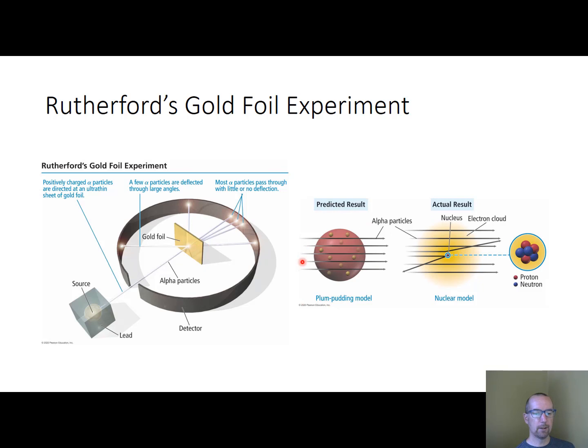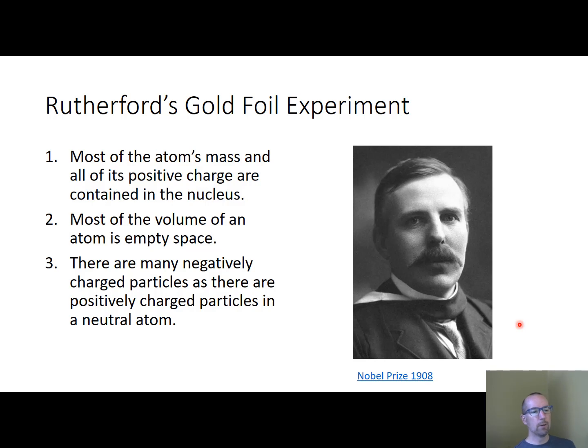So this model that he thought he was working on turned out to be a false model, and instead he came to understand that there was some very small, dense nucleus in the center of an atom through which these alpha particles could not pass, and they would be deflected at large and small angles as a result. What he was able to determine is that most of the atom's mass and all of its positive charge was contained in the nucleus, that most of the volume of the atom is empty space, and that there are as many negatively charged particles as there are positively charged particles in a neutral atom. And so he gave us the most complete picture of an atom through a relatively simple experiment.